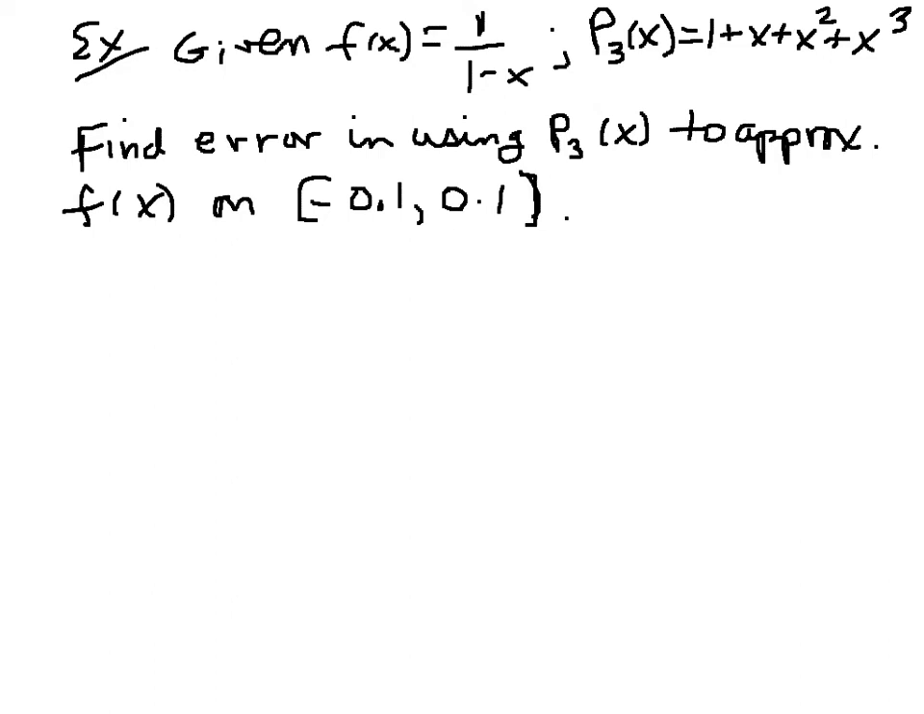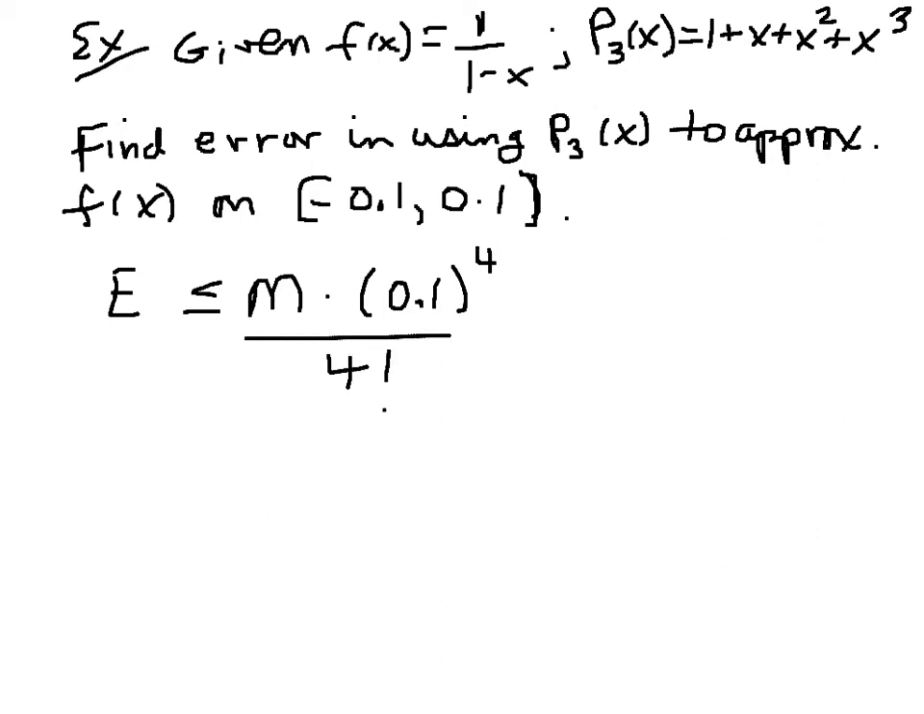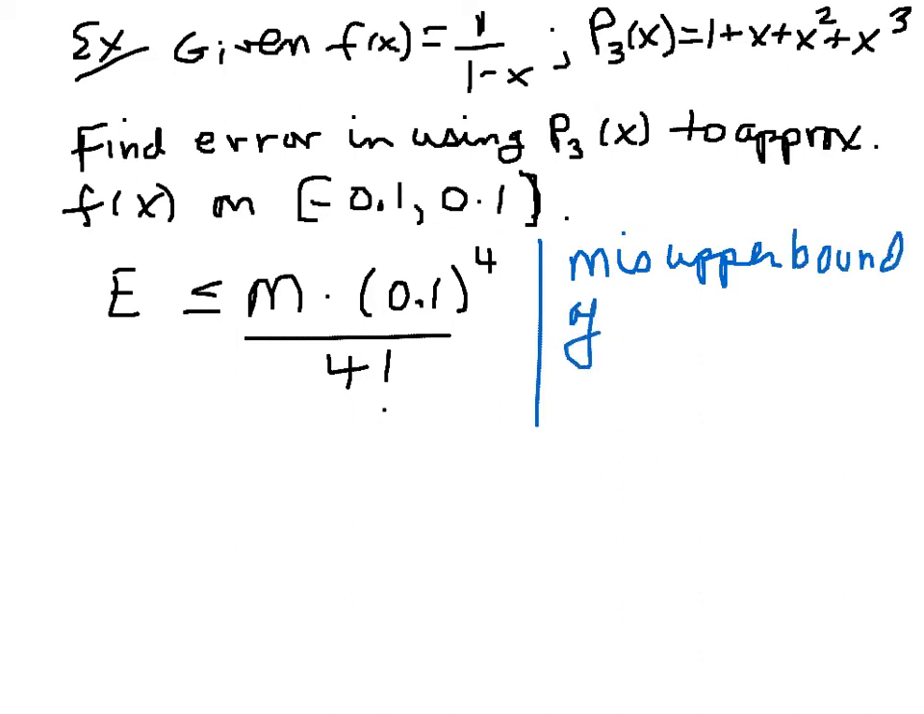So this error will be less than or equal to m times 0.1 to the fourth over 4 factorial. And what is m? M is the upper bound, greatest value, of the absolute value of the fourth derivative of x on the interval minus 0.1 to 0.1. Okay?